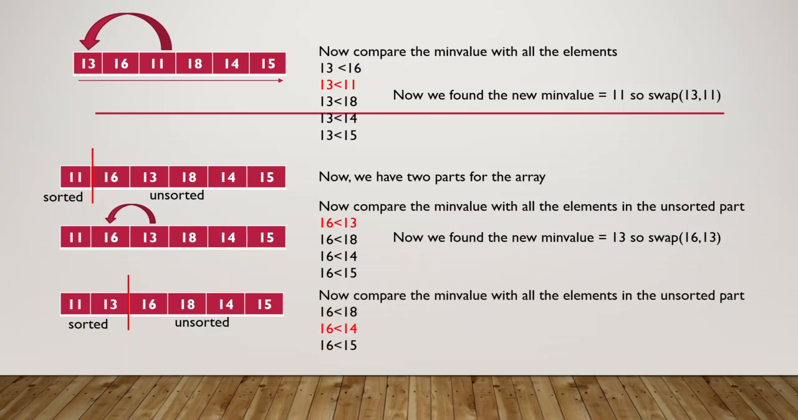Now compare the min value with all the elements in the unsorted part. So compare: 16 less than 18, 16 less than 14, 16 less than 15. Now we know that 14 is less than 16. So we have found the next new min value, that is 14. Swap it with 16. So now we have to change the position of 14 to 16 and 16 to 14.